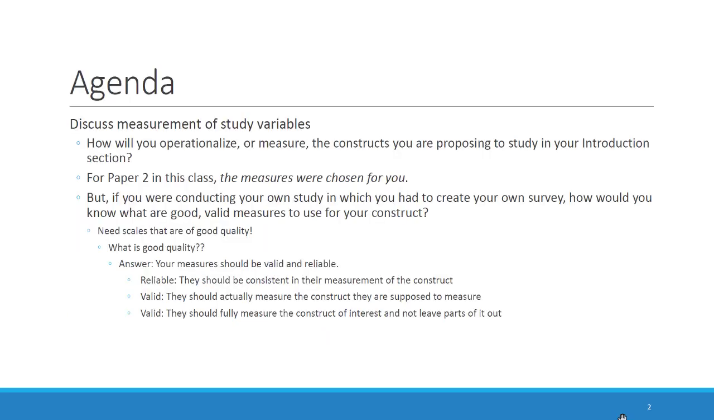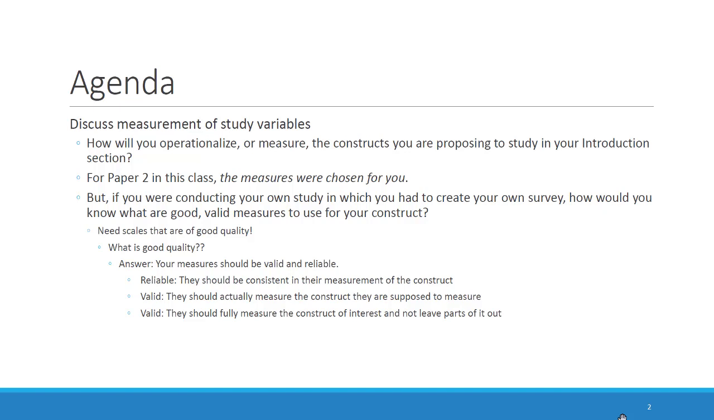Today we're going to talk about measurement of study variables. So how will you operationalize or measure the constructs that you are proposing to study in your paper 2? Well, for this class, for paper 2, the measures were chosen for you. But if you were conducting your own study, in which you had to create your own survey and collect responses, how would you know what are good measures to use for your construct?